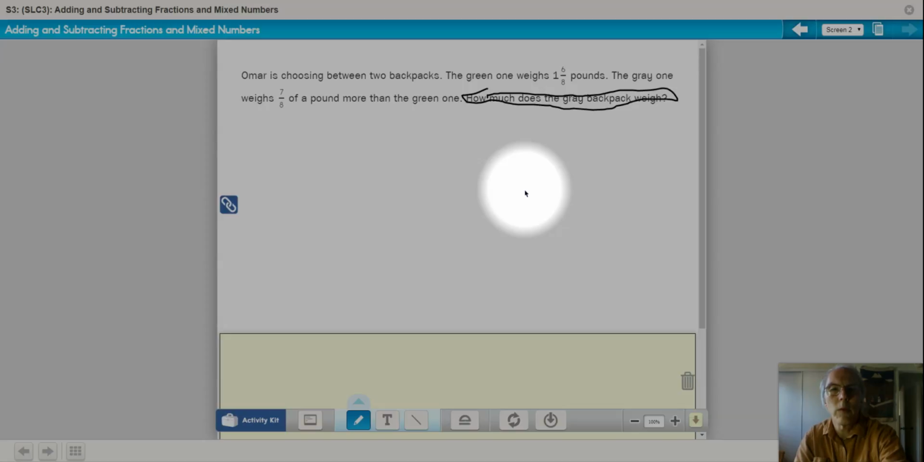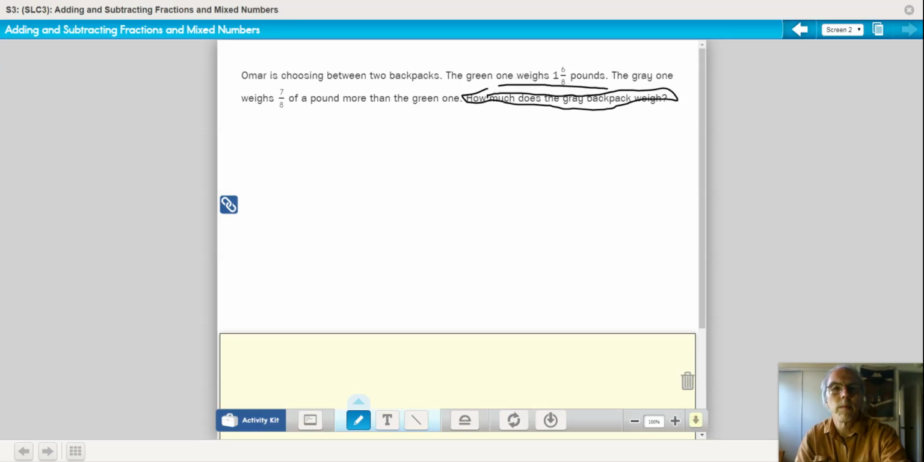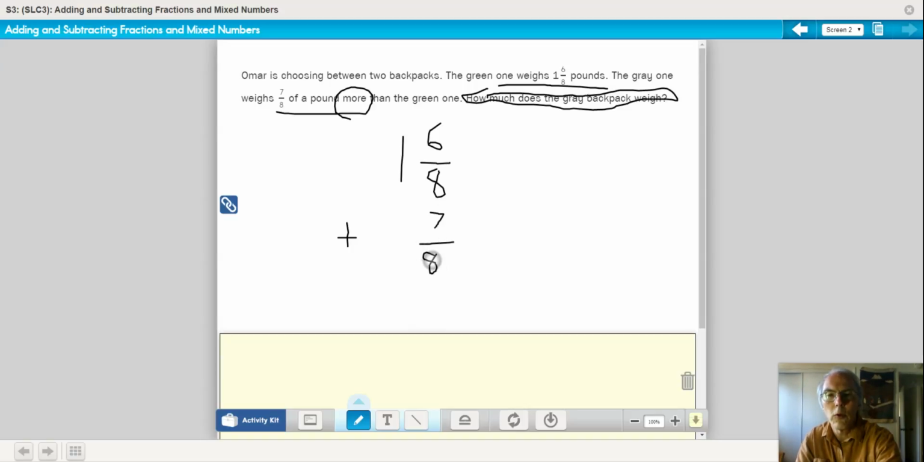Key information. The green one weighs 1 6/8, and the gray one weighs 7/8 of a pound more. Really key word there. All right, so obviously we write down our 1 6/8 pounds, and 7/8 of a pound more. Well, that key word is more, so we're going to have to add. That's what more means, usually. So let's add it up.